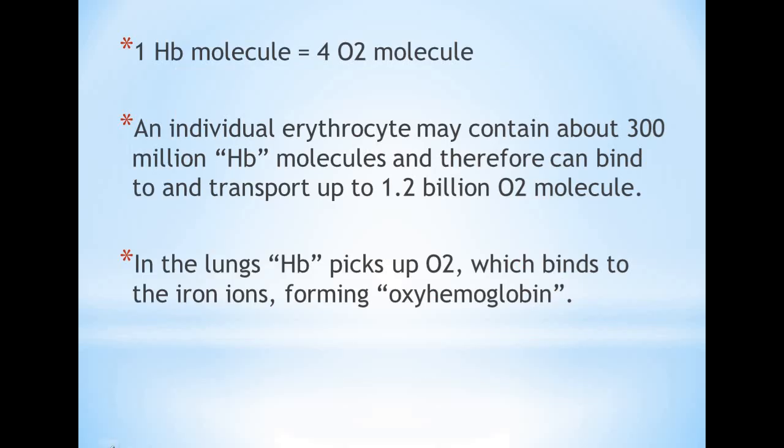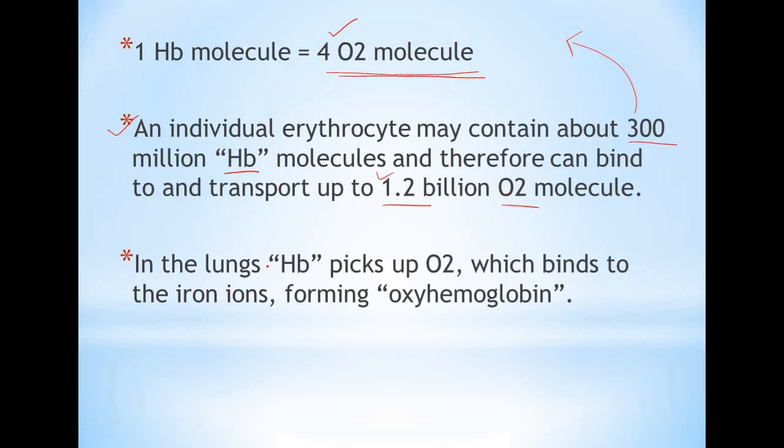One hemoglobin is equal to 4 oxygen molecules. That means one hemoglobin molecule can carry 4 oxygen molecules at a time. An individual erythrocyte may contain about 300 million hemoglobin molecules and therefore can bind to and transport up to 1.2 billion oxygen molecules. You can calculate here also. 1 hemoglobin, 4 oxygen. 300 million hemoglobin, that is up to 1.2 billion oxygen molecules.